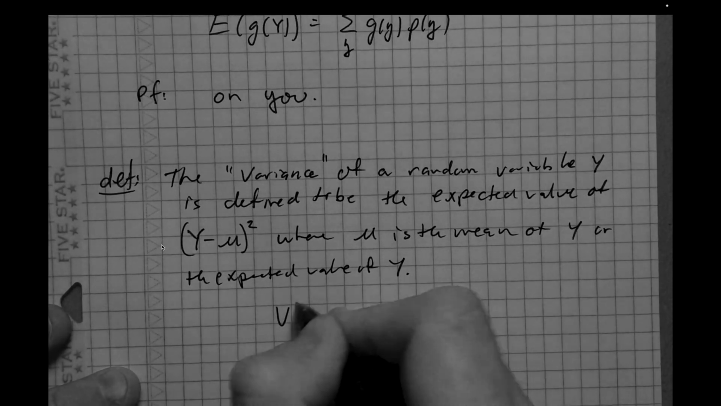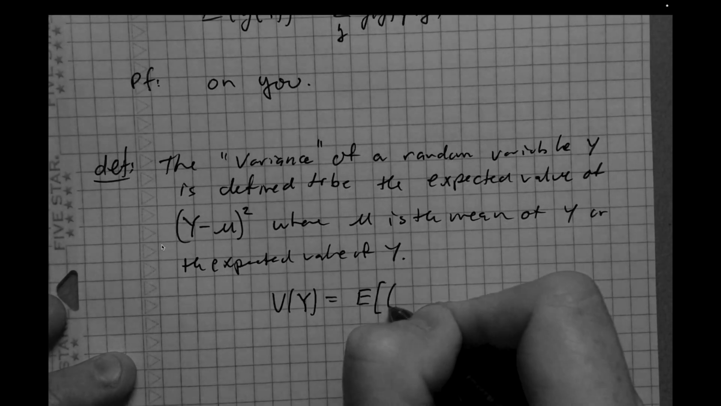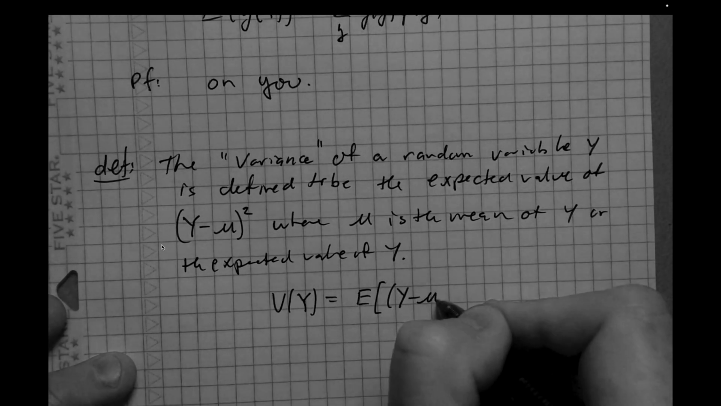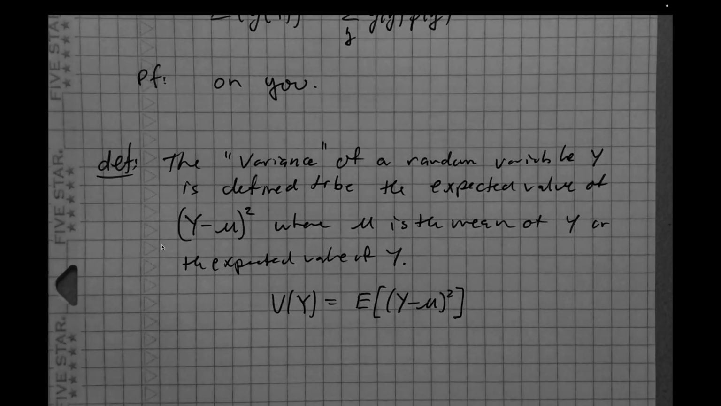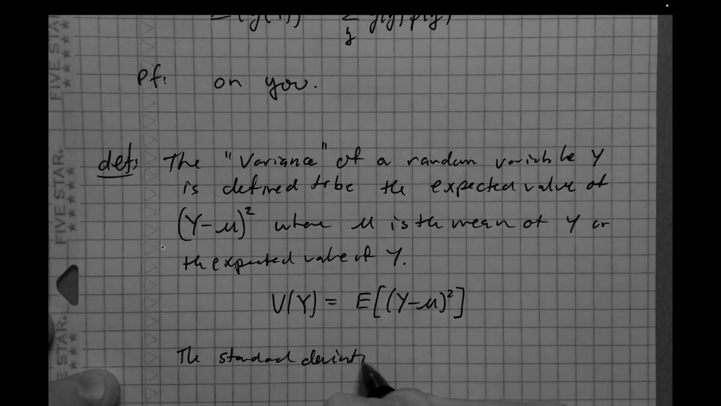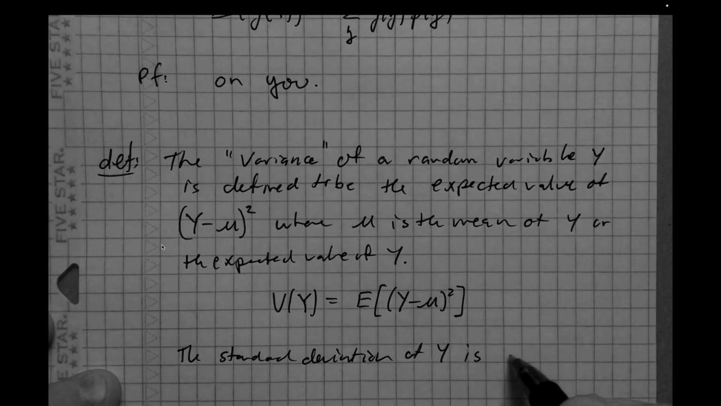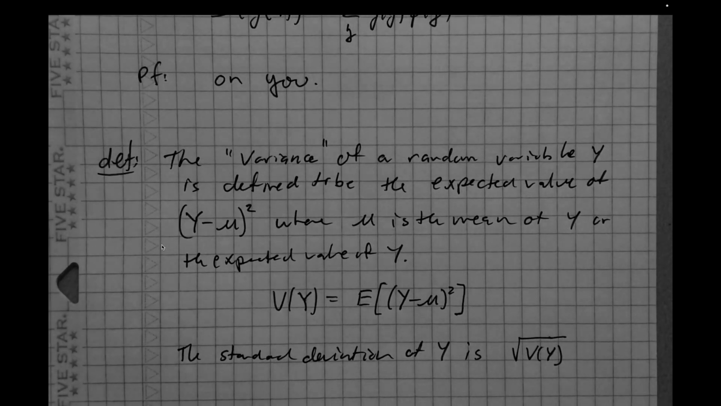All right, so the variance of y is equal to the expected value of (y minus mu) squared. Okay, and then we say that the standard deviation of y is the square root of this. Right, so it's the positive square root of this.